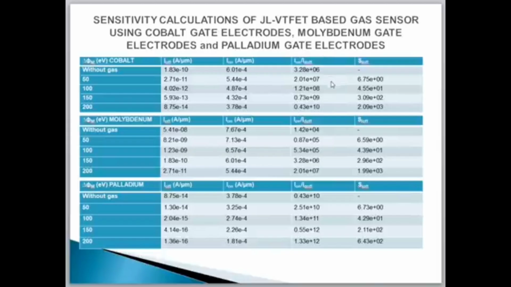This means if you apply the gas molecule at the gate electrode, the Ion/Ioff ratio increases. It increases from 10^6 up to 10^10 in the case of the cobalt electrode, and in the case of the molybdenum electrode it increases from 10^4 to 10^7. In the case of the palladium gate electrode, the Ion/Ioff ratio increases from 10^10 up to 10^12.